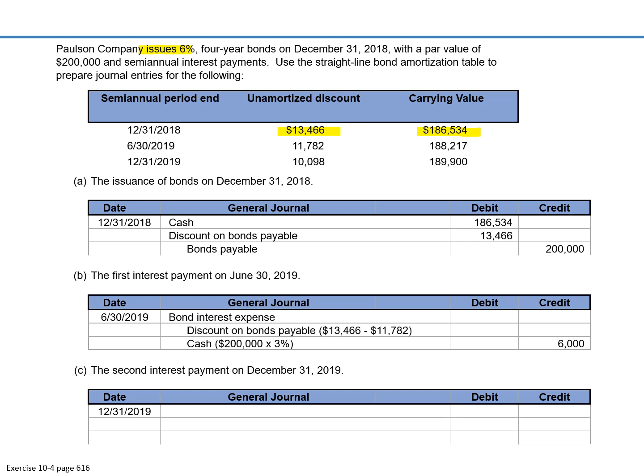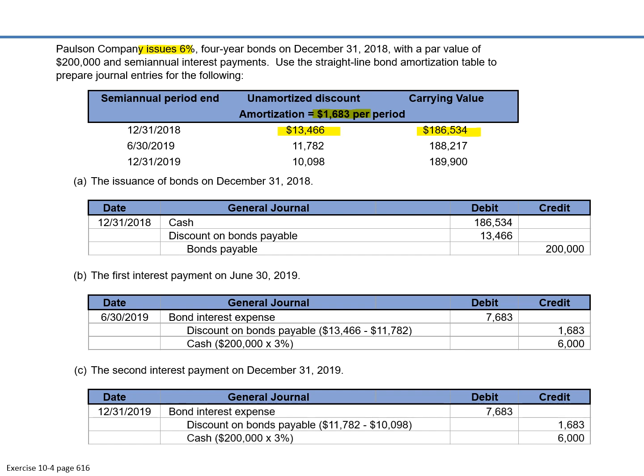So if we take 13,466 divided by 8 payments, does that work out? 13,466 divided by 8. Yep. So we're going to amortize 1,683 per period. And so our discount on bonds payable, we're going to credit 1,683. So our total bond interest expense is the sum total of both. So we'll debit bond interest expense for 7,683. Then our second interest payment on December 31st, same idea. Exact same entry.